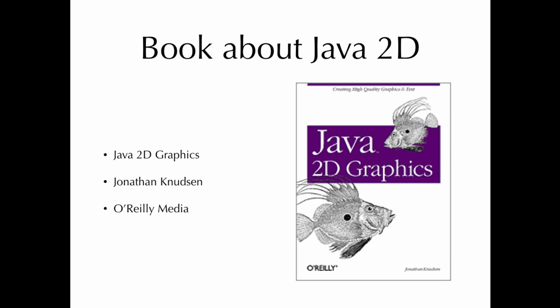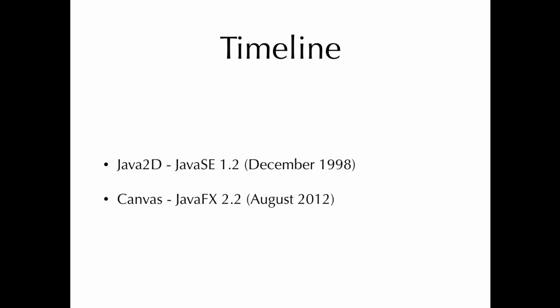This is the book that I read when I started this. I think this was published in probably 1999. It's still a good book. I don't know if it's in print anymore. But that's got a good coverage of pretty much everything you need to know if you're interested in Java 2D, as I was. Okay, so Java 2D came along in December 1998. The JavaFX Canvas in August 2012.